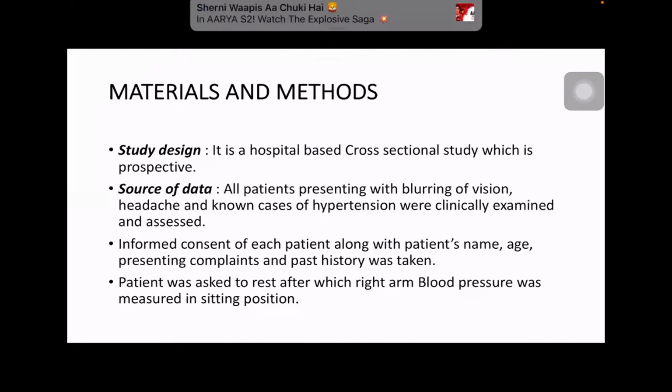We found out that there is an association, ma'am. We further wanted to investigate the serum uric acid levels and whether it is causing any other systemic illnesses.